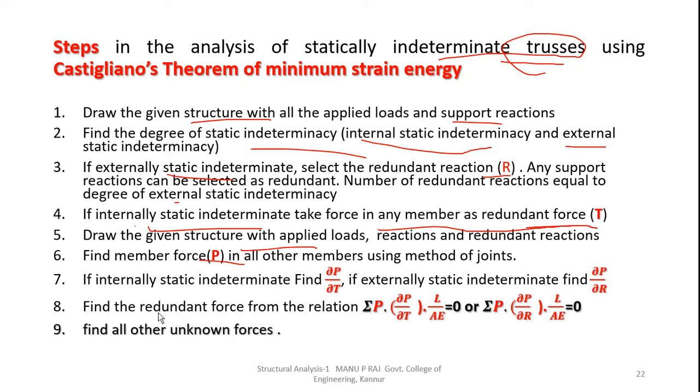If the structure is internally statically indeterminate, find ∂P/∂T. And if the structure is externally statically indeterminate, find ∂P/∂R. For the internally indeterminate case, Castigliano's second theorem is Σ P (∂P/∂T) L/A = 0. And if the structure is externally statically indeterminate, our expression is Σ P (∂P/∂R) L/A = 0. Next, find all other unknown forces using the method of joints.